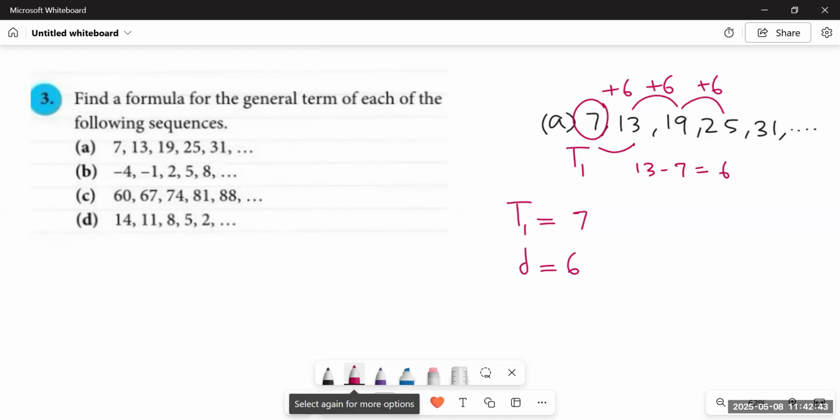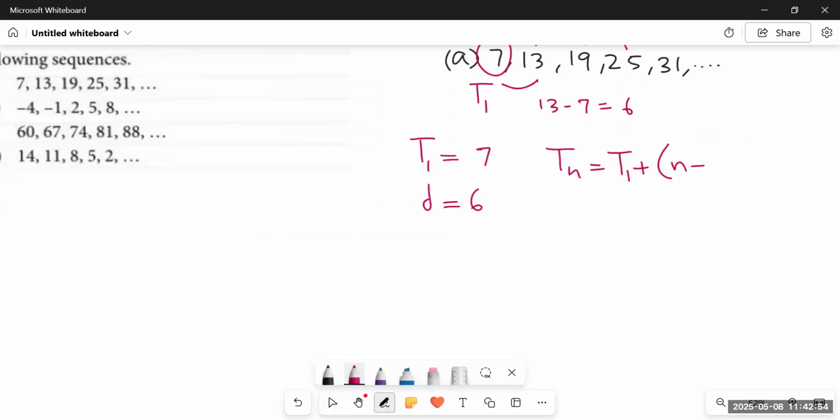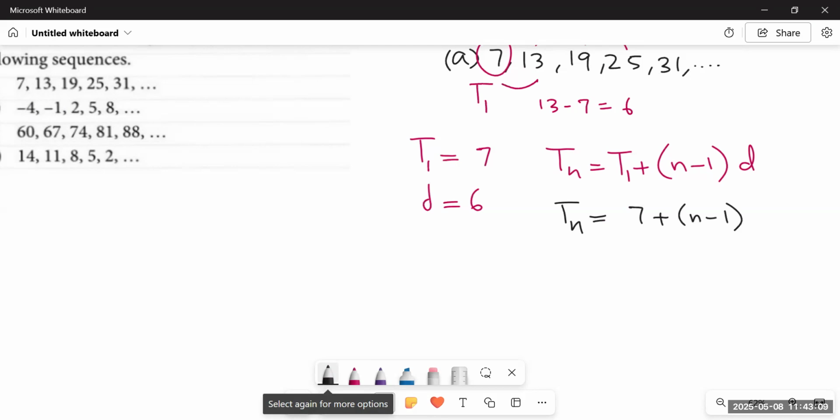And then we have the formula that we are going to use. Tn is equal to T1 plus (n minus 1)d. Okay. So since Tn means any term, T1 is 7 plus (n minus 1) times d, which is 6. Now we will apply the distributive law: 6n minus 6. So we can combine 7 minus 6, which is plus 1. So the formula for this would be 6n plus 1.